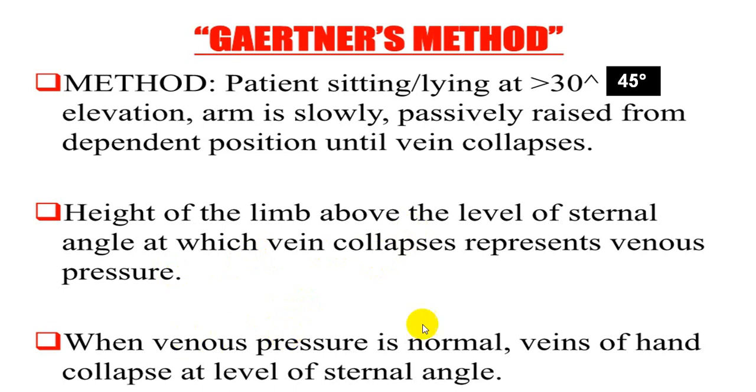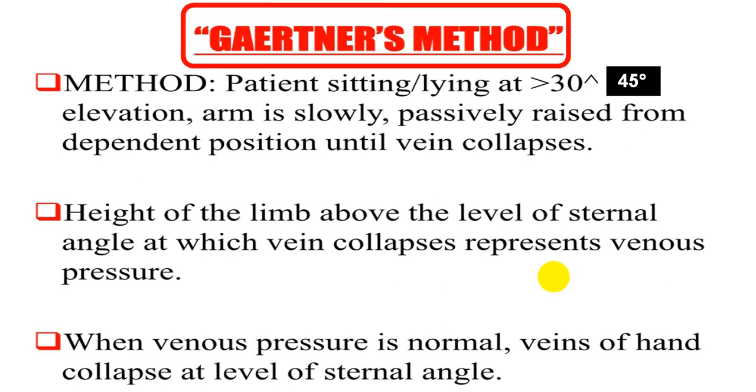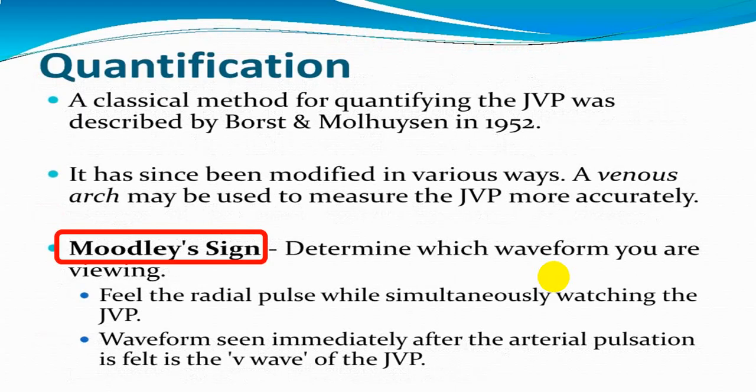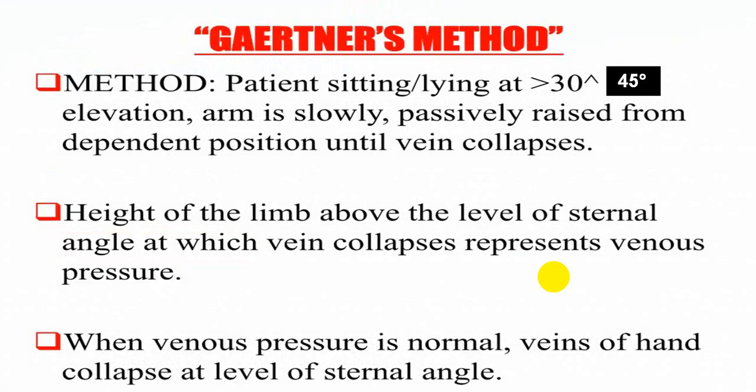So when the pressure is normal, the vein of the hand will collapse at the level of the sternal angle. But if you have to elevate above the sternal angle, it indicates elevation of pressure in the vein. That is elevated jugular venous pressure. This is called Gartner's method, and just identifying the wave is called Moodless sign. So this is an indirect way you can identify.